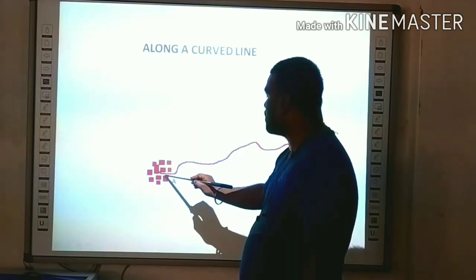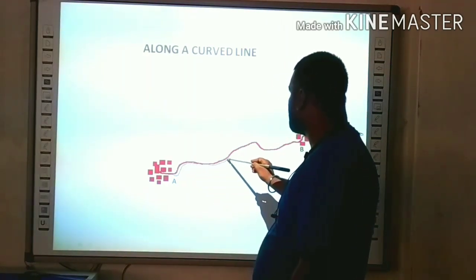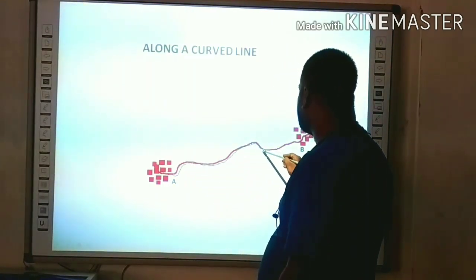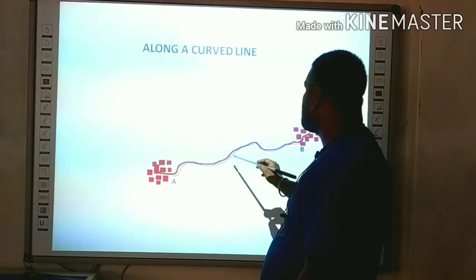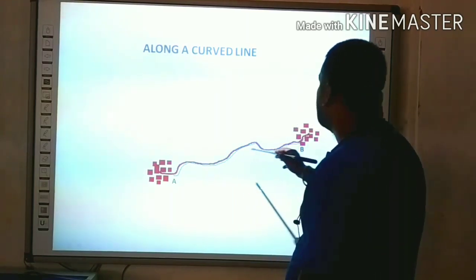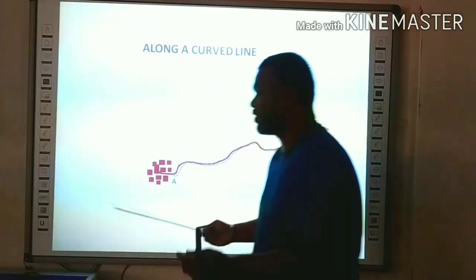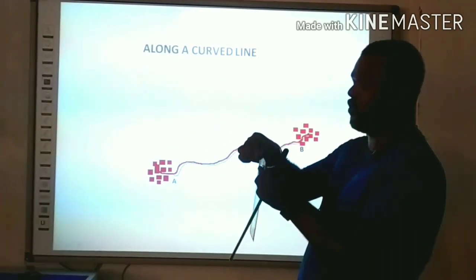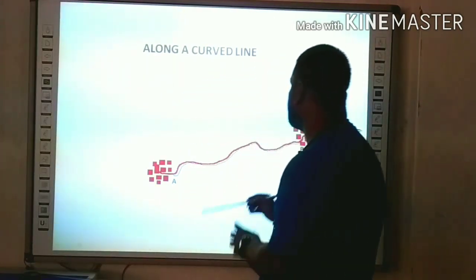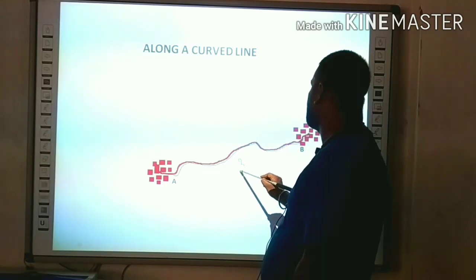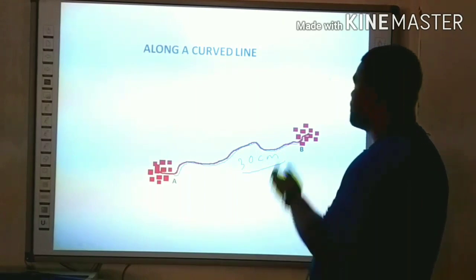Now move along the cart track, along all the curves that it has, and end it at the last point where it ends. After ending, you take up the thread and take your scale, put it over the scale and take out the distance. Say it came 30 centimeter. Now what you will do?